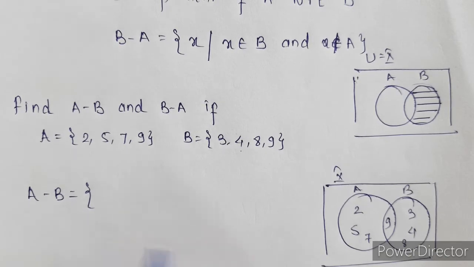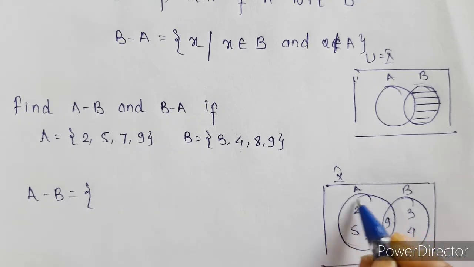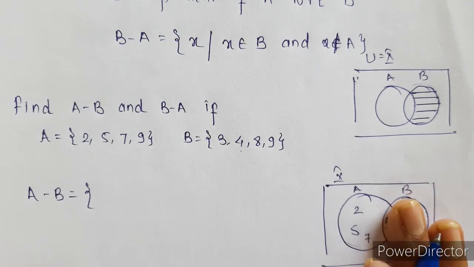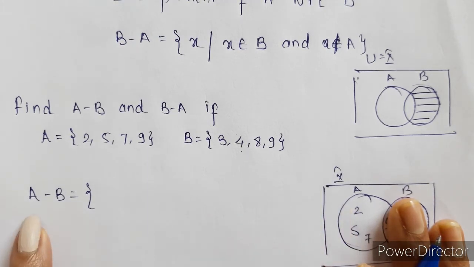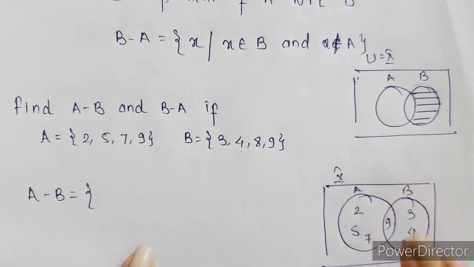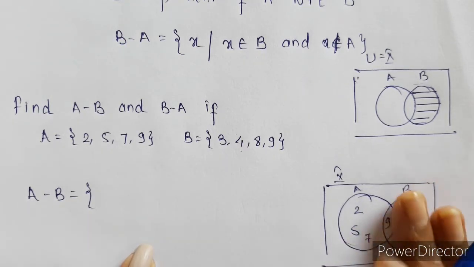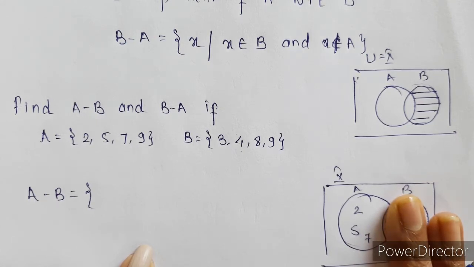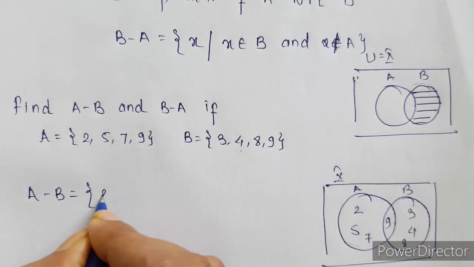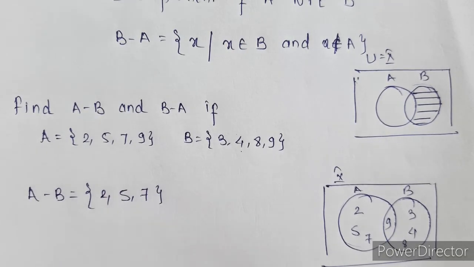Now, A difference B. We have to consider A, and from A we have to cancel this B. Whatever is remaining is going to be A difference B. So, this part is A difference B. It is 2, 5 and 7. From set A we are subtracting B. So, A difference B is 2, 5 and 7.